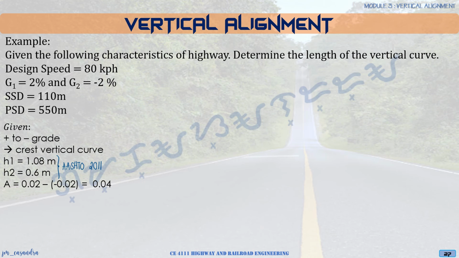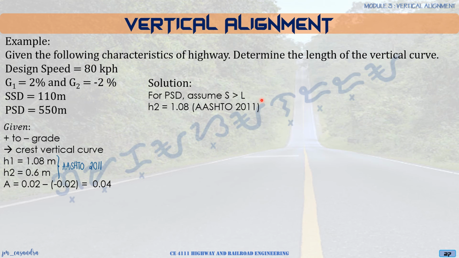Okay? So for the next part of our solution, we now determine the length of the vertical curve if we are going to consider the passing sight distance. So for our analysis, it's the same. We assume first a case. So in here, we assume that S is greater than L.